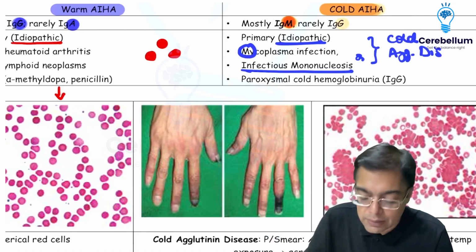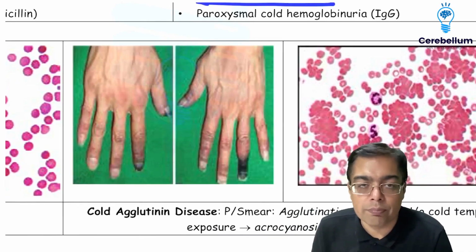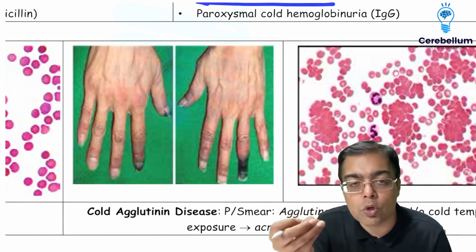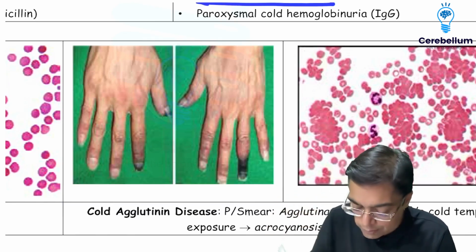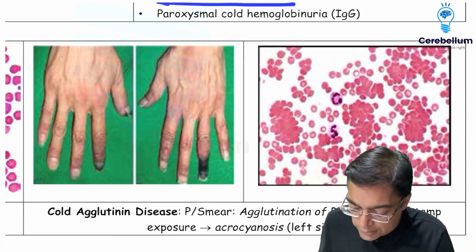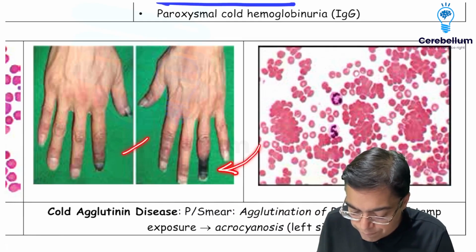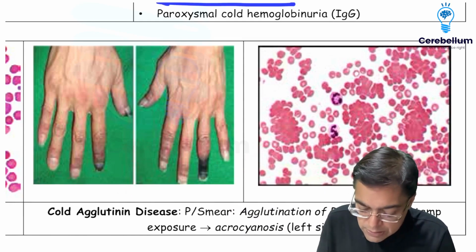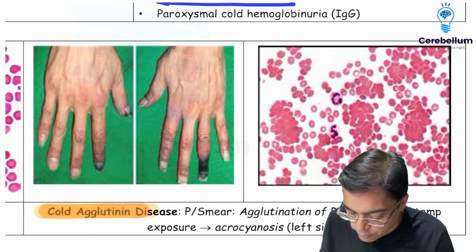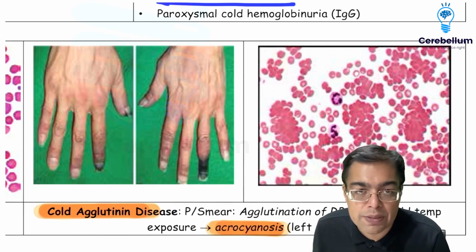So classical history would be that this guy is going to be moving out in the winter weather without wearing proper gloves, or maybe for some reason he is not wearing it, or perhaps unfortunately he is not affording it, and he is going to be having a sluggish circulation in the peripheral parts, digits, ear, and tip of the nose, because of which he is going to be having the presence of agglutination of RBCs. So that is what is going to be responsible for causing acrocyanosis, bluish discoloration that could be present in his digits. That is very much suggestive of an individual suffering from a condition like cold agglutinin disease. So A for agglutination, A for acrocyanosis, that's a finding.